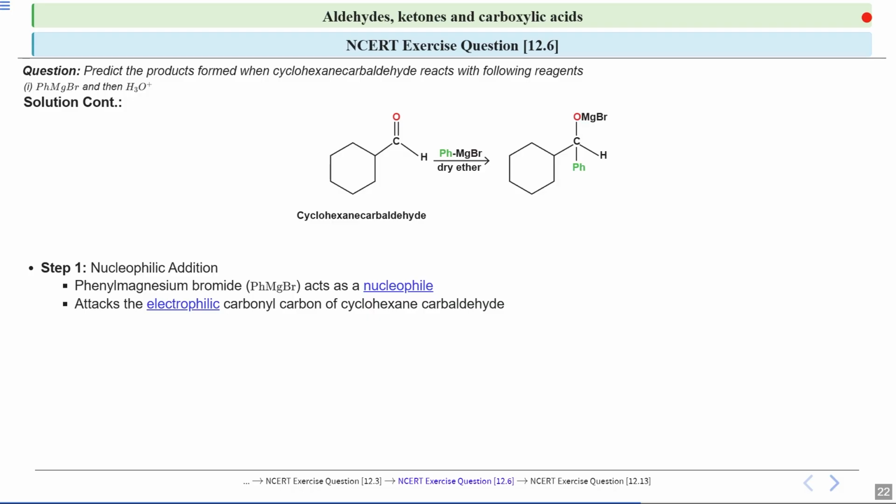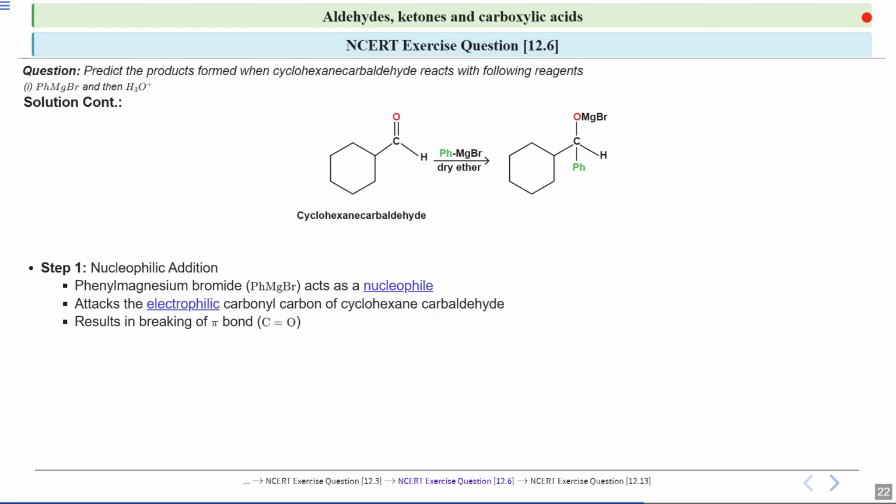Now the nucleophile attacks the electrophilic carbonyl carbon. This is because the carbonyl carbon is double bonded to oxygen. The oxygen, being more electronegative, has a partial negative charge, and the carbon has a partial positive charge, which makes it electron deficient and more susceptible to attack by nucleophiles like PhMgBr.